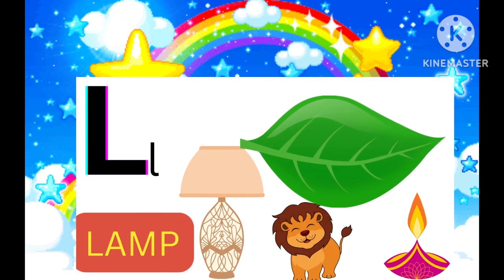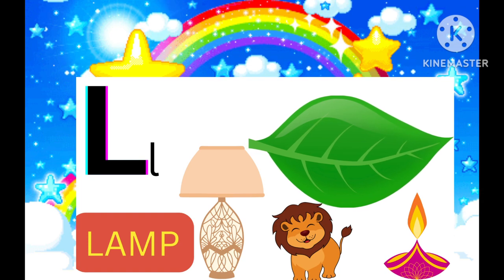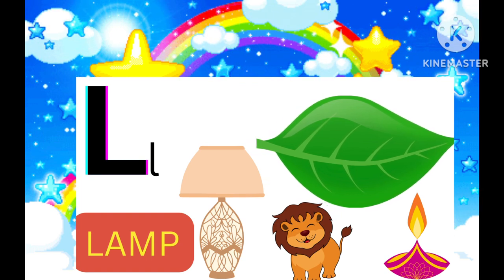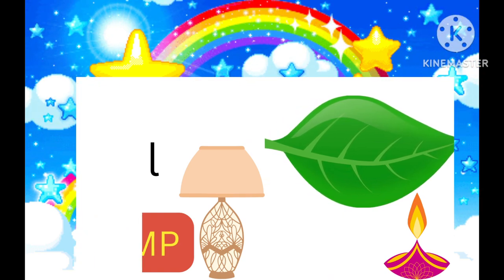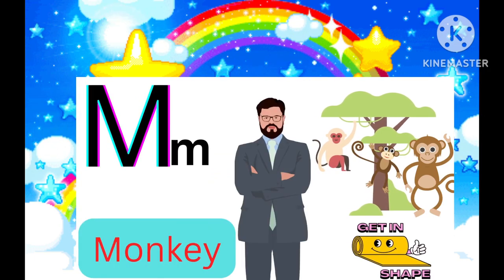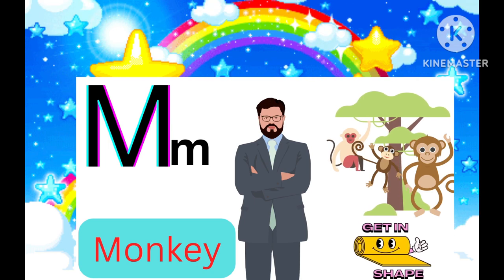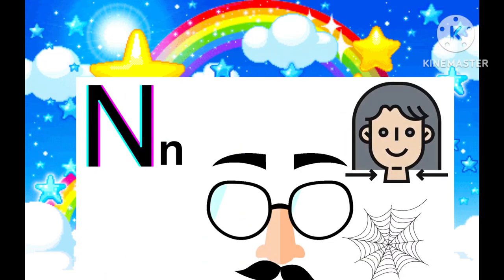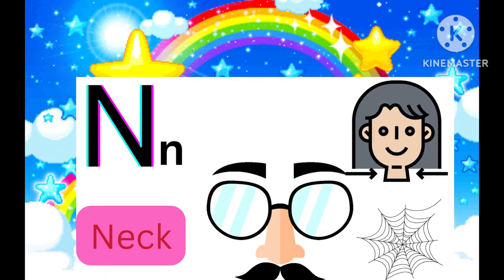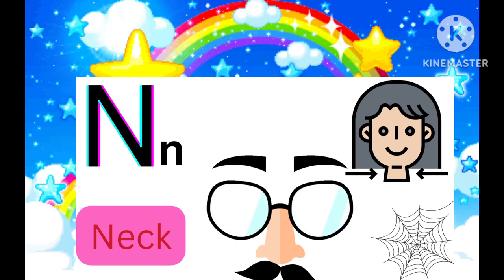L for lamb, L for leaf, L, L, L. M for man and M for monkey, M, M, M. N for neck, N for nose, N, N, N.